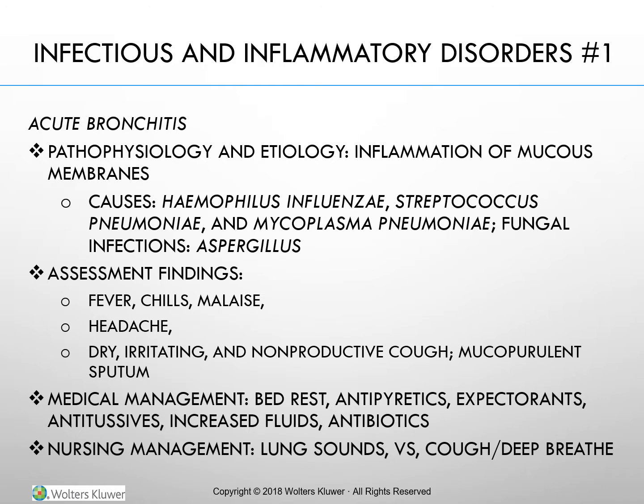Infectious and inflammatory disorders. Acute bronchitis. The pathophysiology and etiology is inflammation of the mucous membranes. The causes are Haemophilus influenzae, Streptococcus pneumoniae, Mycoplasma pneumoniae, fungal infections, and Aspergillus. Assessment findings include fever, chills, malaise, headache, dry, irritating, non-productive cough, and mucopurulent sputum.